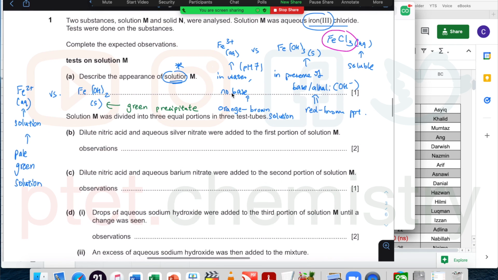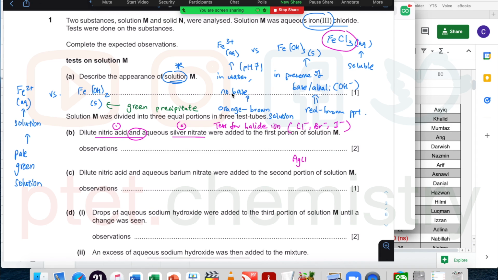Iron(III) chloride. When you see dilute nitric acid and silver nitrate together, this one first, this one second, it has to be that order. I'll tell you that in a little bit. This is a test for halide. Halide ion basically is Cl⁻, Br⁻, and I⁻. So what happens is this will give you silver halide.